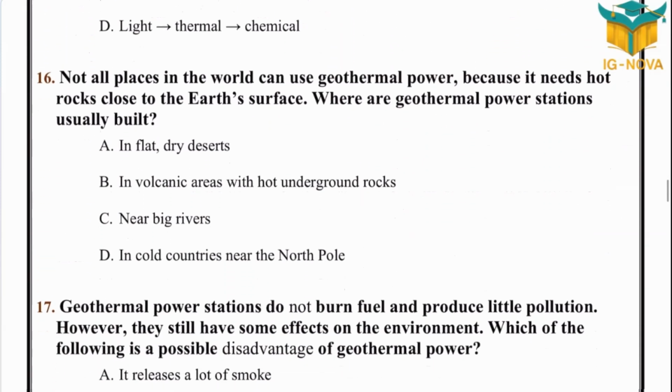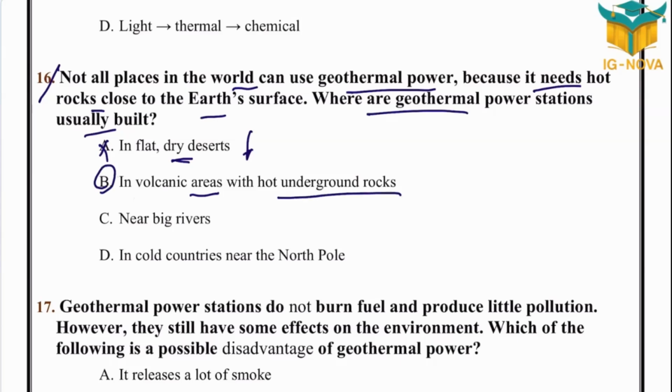Question 16. Not all places in the world can use a geothermal power station because it needs hot rocks close to the Earth's surface. Where are geothermal power stations usually built? In a flat and dry desert, you need to dig a lot, so it cannot be A. In a volcanic area with hot underground rocks, yes, it must be.